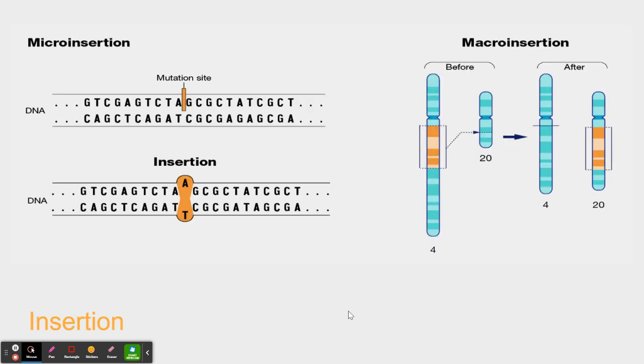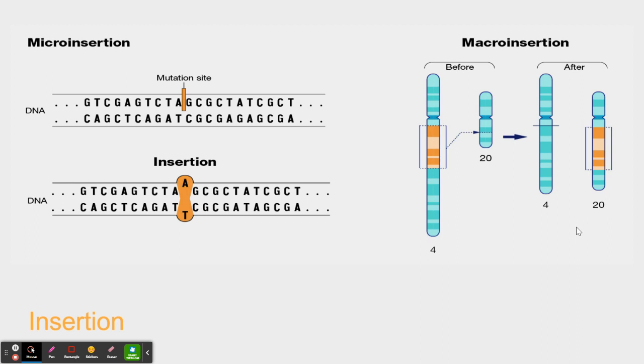Then we have insertion, which you have, again, the point insertion where you can just insert a pair of nucleotides to the DNA. Then you have macro insertion where you can insert an entire segment of genetic information into the genetic code. And it's usually going to come from another chromosome. It's just going to be inserting one piece of chromosome to another chromosome. So it's the same genetic information. It's just going to be inserted somewhere else, kind of like shifted over.